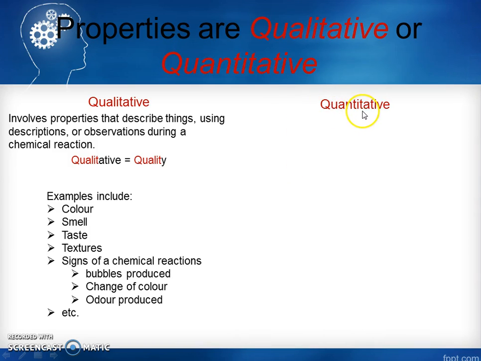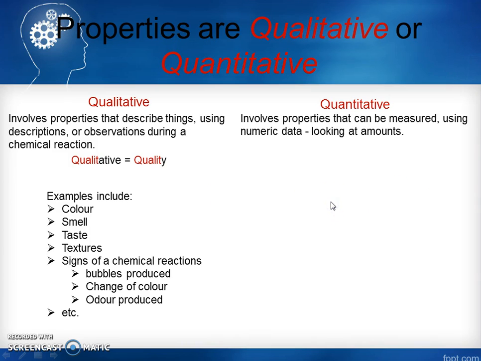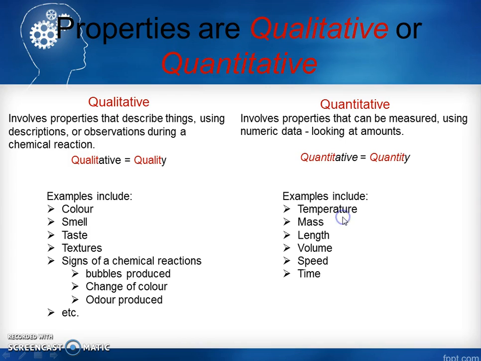Versus quantitative, think quantity, think numbers. That's exactly what it is. They're properties that can be measured. These include temperature, mass, length, volume, speed, time, sound levels, etc.